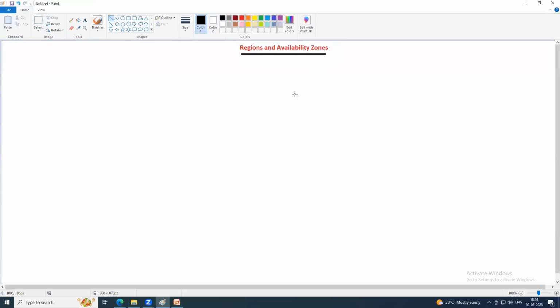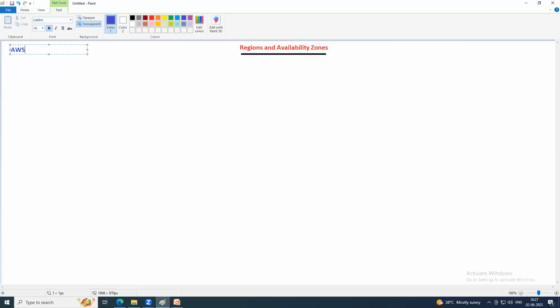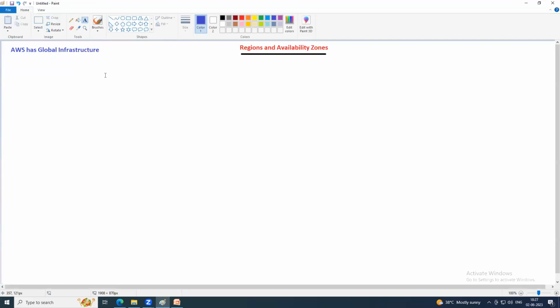Okay. And we know this line. Do you all agree with this? AWS has global infrastructure. Okay. Where is this infrastructure? In India. Mumbai, right? So I especially use a word. What is that Mumbai called? Region. The region that I'm talking about here is that only.